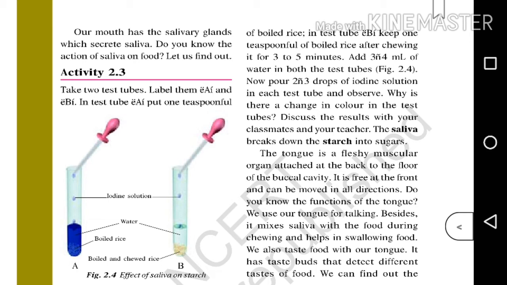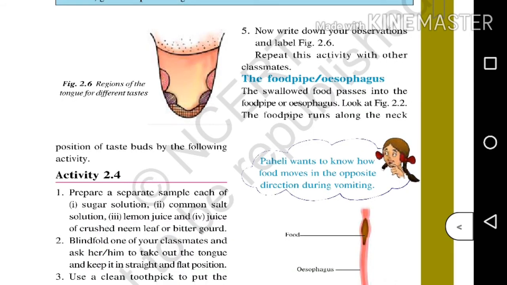The tongue is a fleshy muscular organ attached at the back to the floor of the buccal cavity. It is free at the front and you can move it in all directions. Do you know the functions of the tongue? We use our tongue for talking. Besides, it mixes saliva with the food during chewing and helps in swallowing food. We also taste food with our tongue. It has taste buds that detect different tastes of food. We can find out the position of taste buds by the following activity.